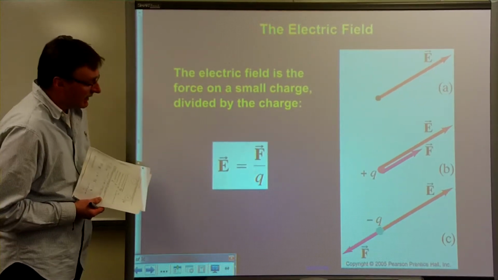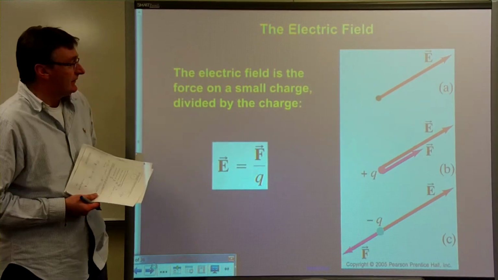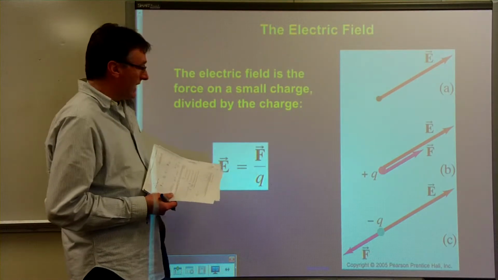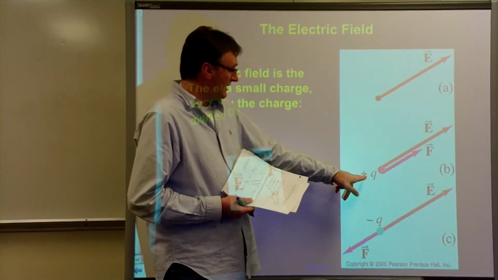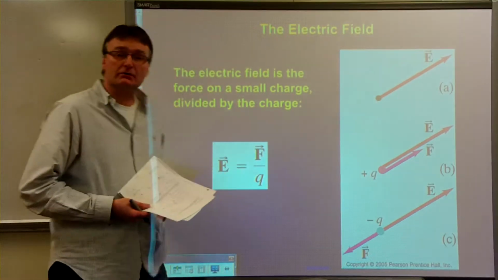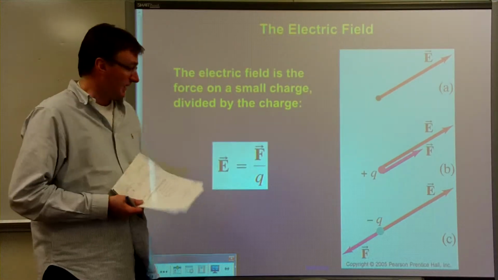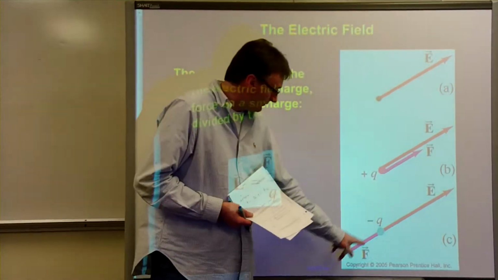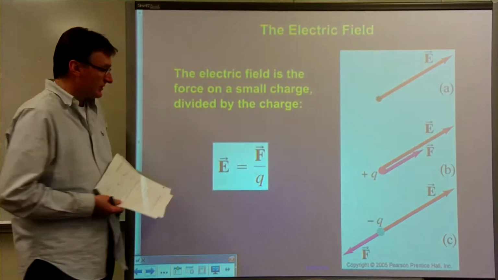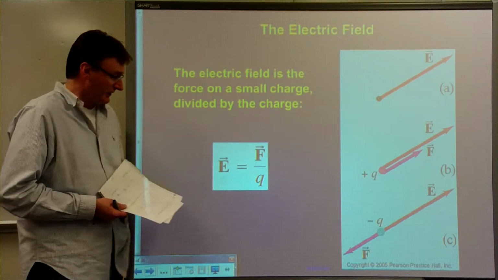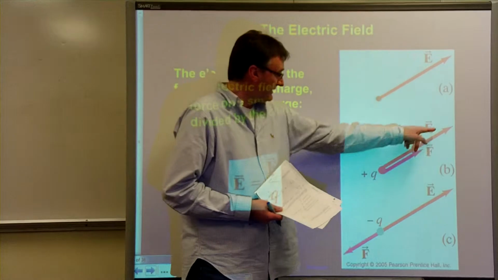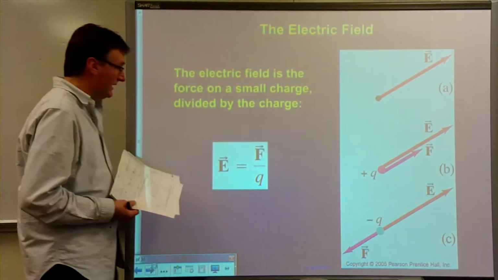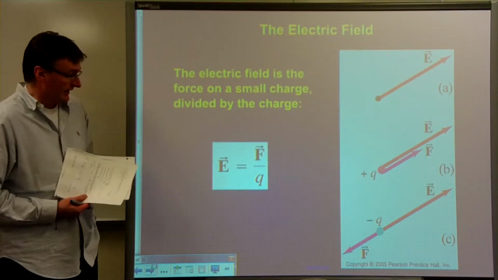So here's an example of that. If you have an electric field measured to be in that direction, and you have a positive charge, then the force on that charge will be in the same direction as the electric field. We'll talk about that a little bit more in just a minute. On a negative charge, the force will be in the opposite direction of the electric field. So the force on a positive charge will be in the same direction as the electric field, and the force on a negative charge will be in the opposite direction.